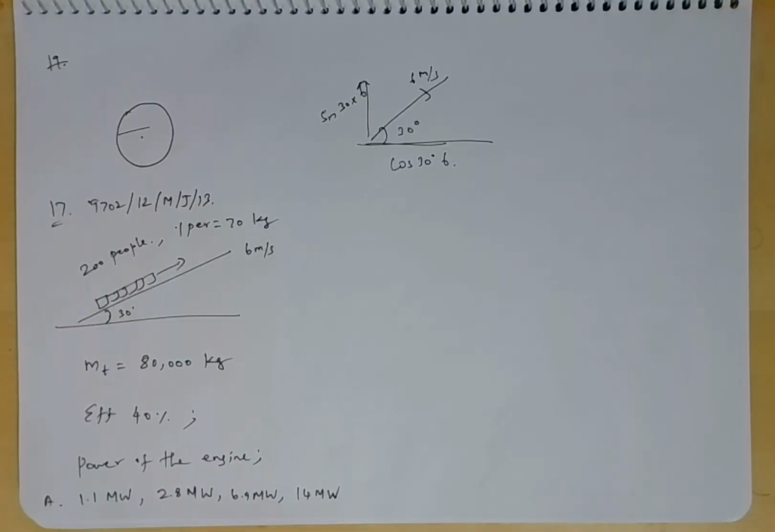Close. Did you work out the efficiency part? Did you work with cos theta or sin theta? And you used velocity square. Okay.